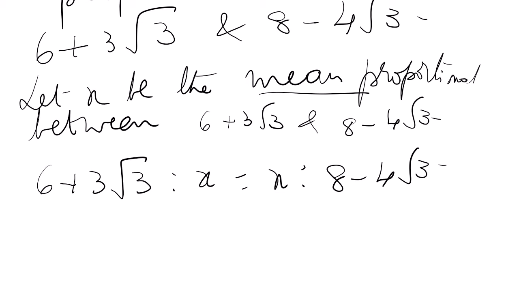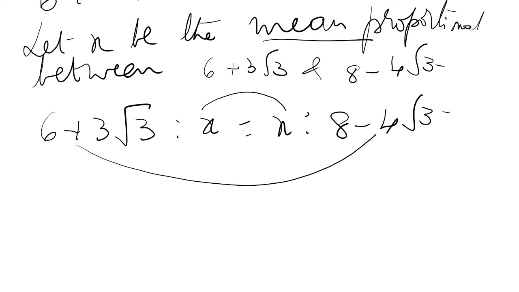Understood? When it is the last one, it can be third or it can be fourth. It becomes third when the middle ones are same. Now here also we have only 2 terms given, so that means the middle ones are same. Okay, that is the indication. If 3 terms are given, then there will be a fourth term. But if only 2 terms are given, that means the middle terms are same. Okay, so 6 plus 3 root 3 is to x is equal to x is to 8 minus 4 root 3. Again we will apply the same formula. The product of the extremes is equal to product of the middle ones.